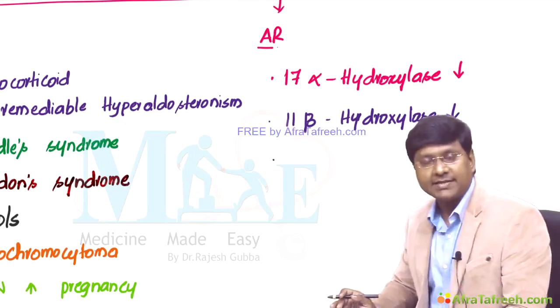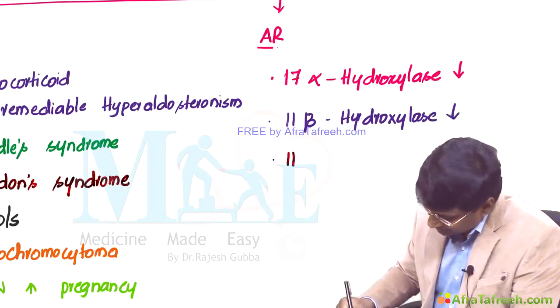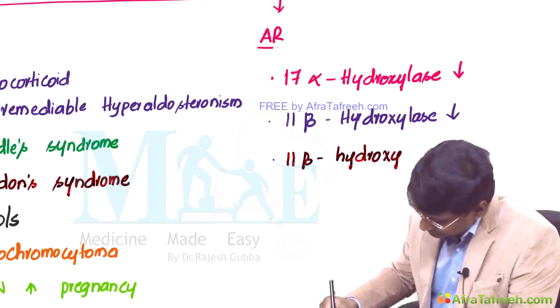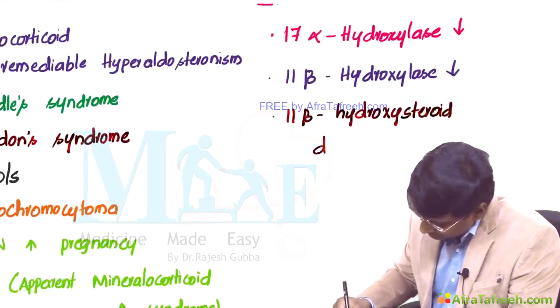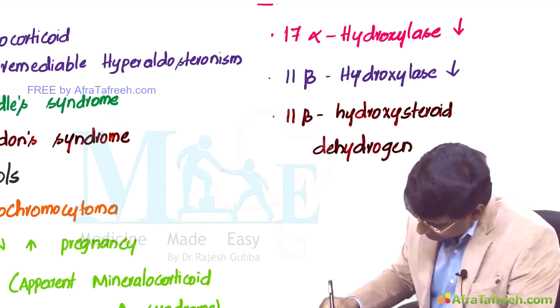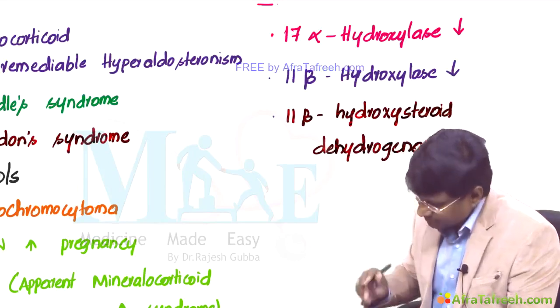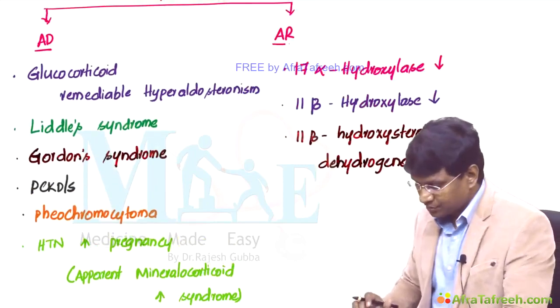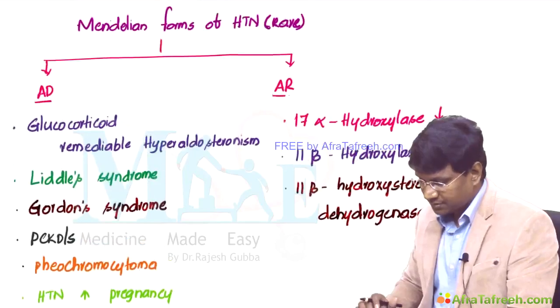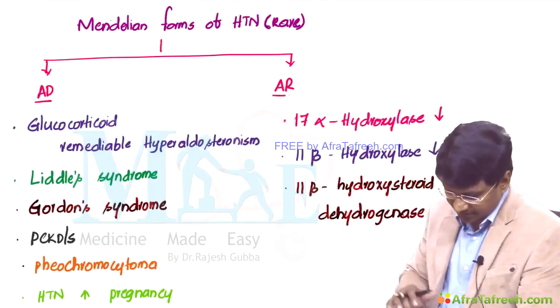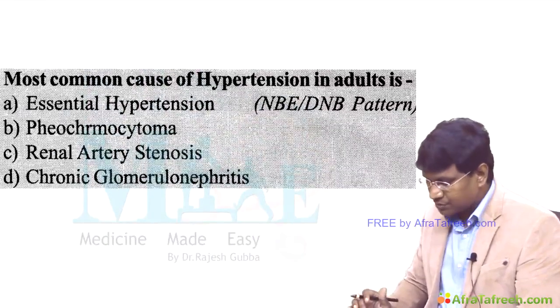Next, the other enzyme we have is 11-beta hydroxysteroid dehydrogenase deficiency. So, these are the autosomal dominant as well as autosomal recessive forms. These are basically the Mendelian forms which are associated with the development of hypertension, and they are very rare. Now, going back to the question we discussed, the most common cause of hypertension in adults.